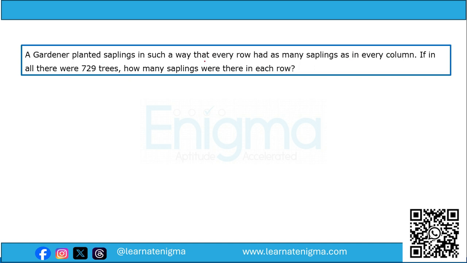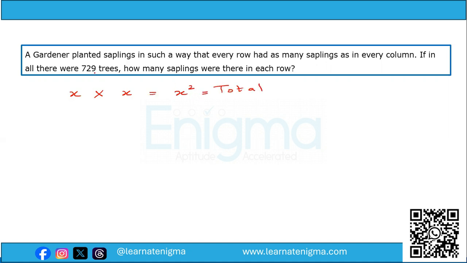Now, if each row had x saplings, each column will also have x saplings. And therefore, in total, we can say x into x, that is x square total saplings were there.